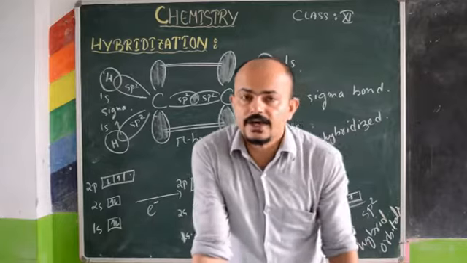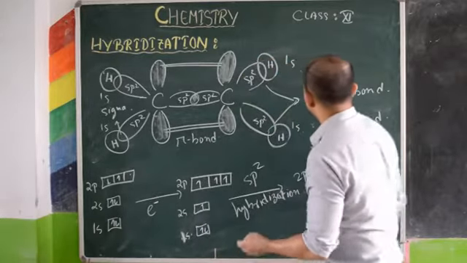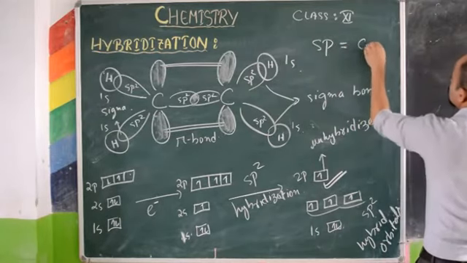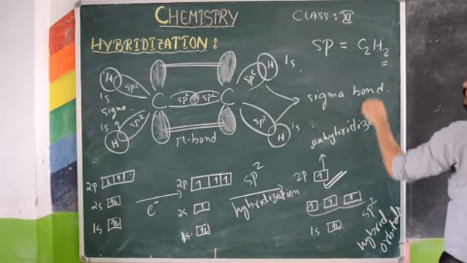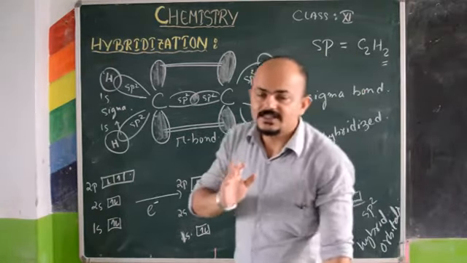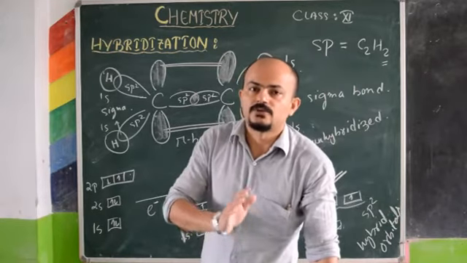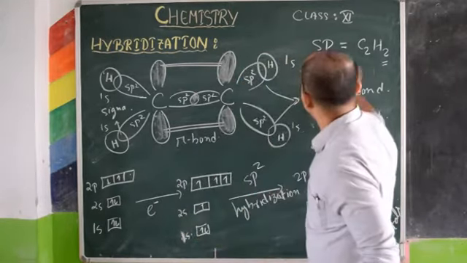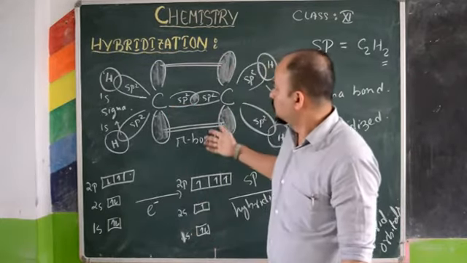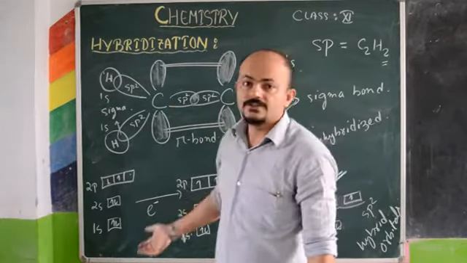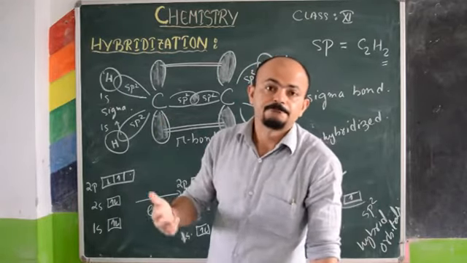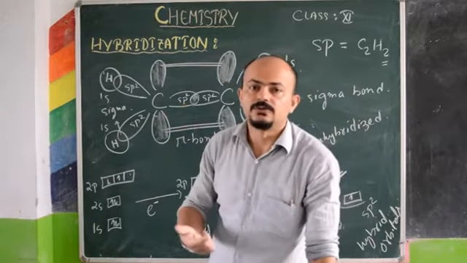Similarly, in your syllabus, you have sp hybridization, that is C2H2 as well, where 2 pi bonds will be formed. That will be your assignment. Please do it as your home assignment and send it to me on my WhatsApp number. So this is the structure of methane and ethene, and C2H2 will be your homework.